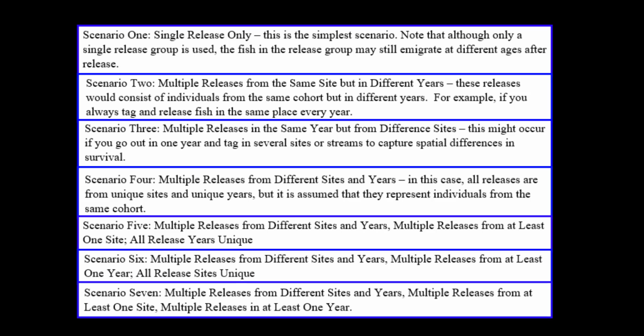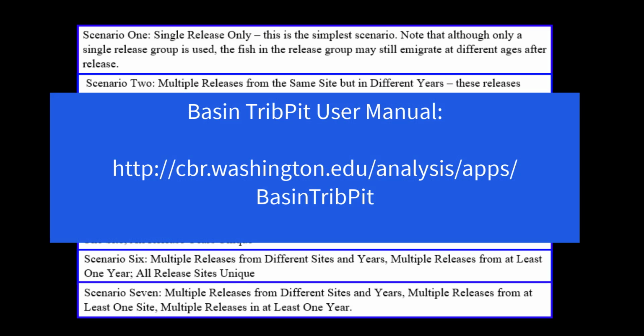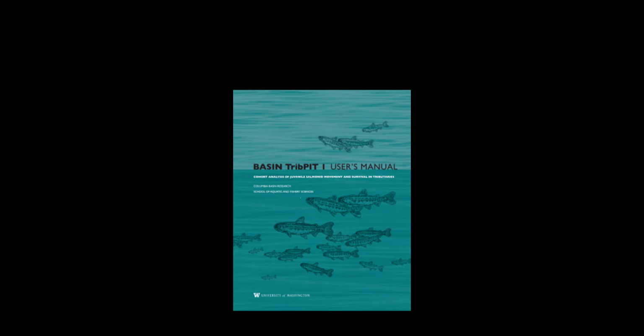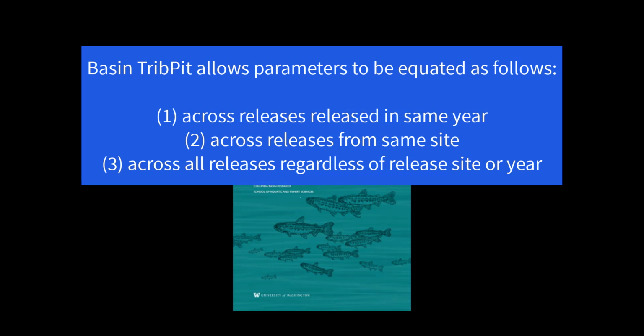Note that for all these scenarios, we are assuming that all fish released represent individuals from the same cohort or brood year, even if they are released at a different site or in a different year. For deeper understanding of these release scenarios and how they relate to the models that can be fit, see the user manual. If your dataset includes multiple release groups, then the default model uses parameters that are uniquely defined for each release group. As an alternative, it may be possible to equate parameters across release groups to boost the amount of information available for estimation.